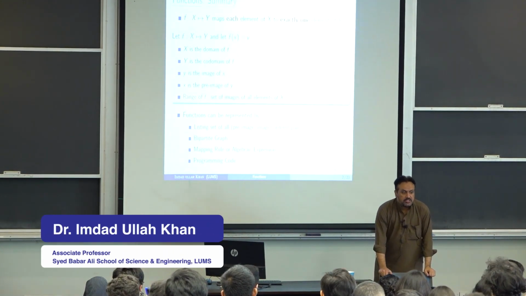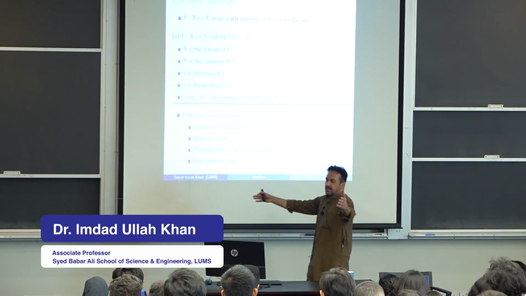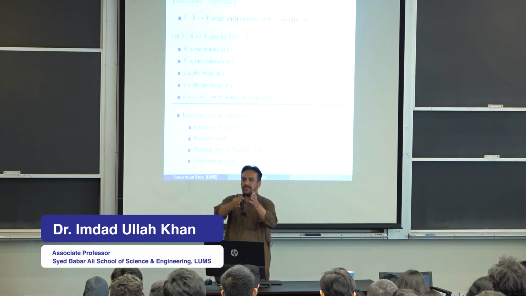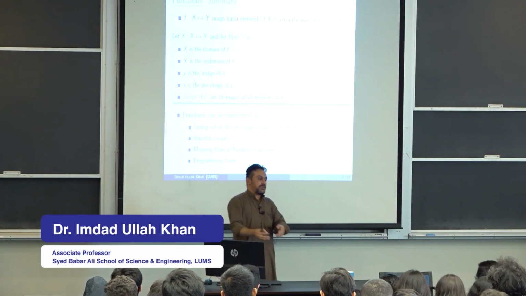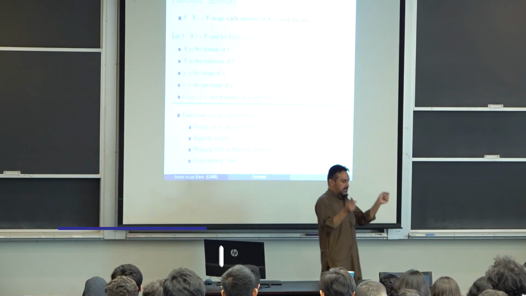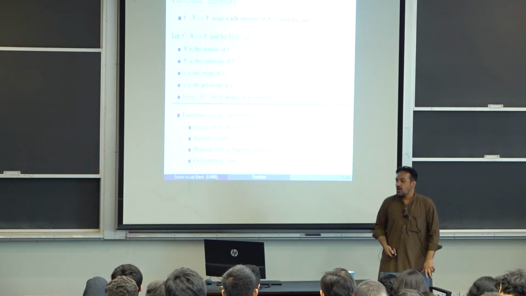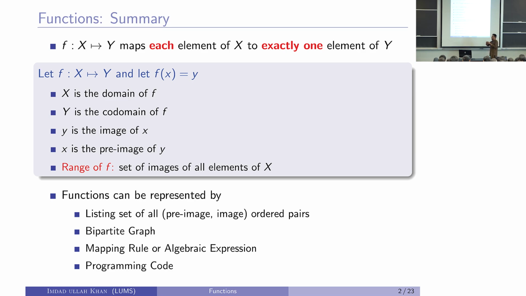We saw functions could be represented by just listing the input-output pairs, listing the image and pre-image pairs. Pre-image and image pairs are ordered pairs, or a function could be represented with a bipartite graph. Here on one side we draw the domain, and on the other side we draw the codomain. If an element is mapped to another element of the codomain, we draw a line between them.